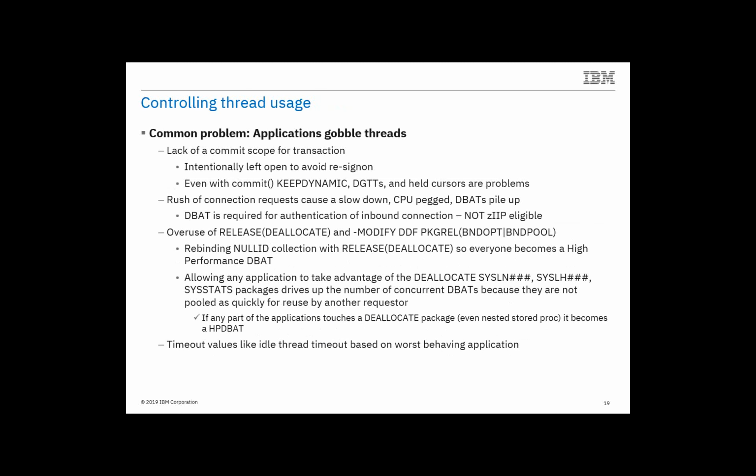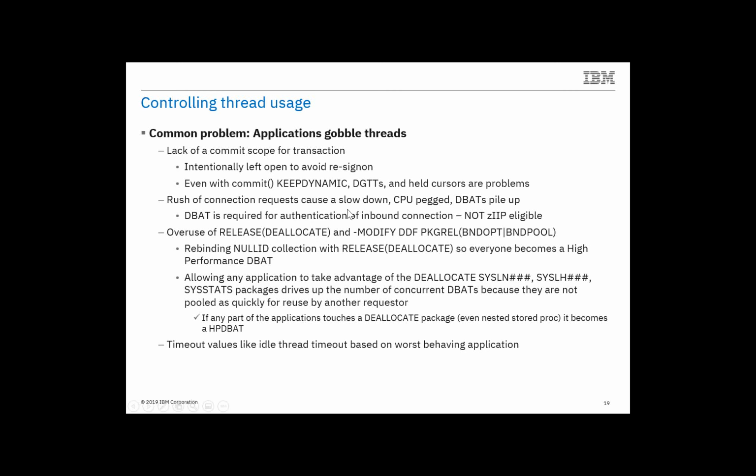Next one, got applications that gobble up threads. This is usually due to a lack of an effective commit scope. Namely, we see applications that certainly aren't production or transaction oriented, but owned by an individual user, where there's manual or human intervention, and they choose not to commit because that would mean they have to come in and sign on again. That would be a poor practice. Also an audit exposure. But even if they do commit, you've got things like if they're bound with KEEPDYNAMIC, global temp tables, or even, as I'll talk about in a minute, overuse of RELEASE(DEALLOCATE) for high performance DBATs, where they end up taking up all these threads.